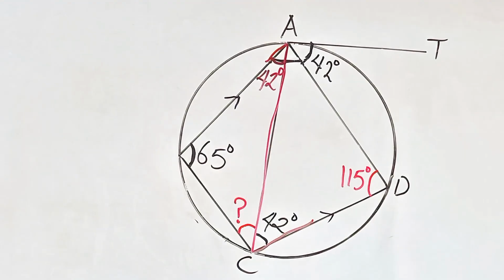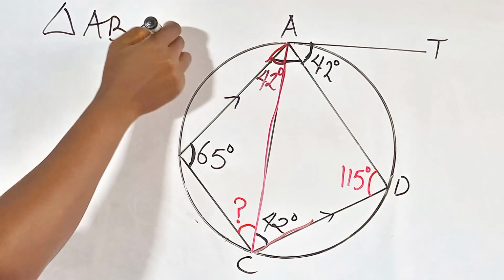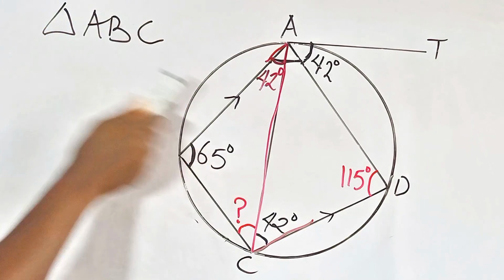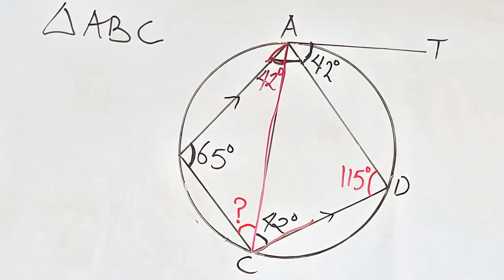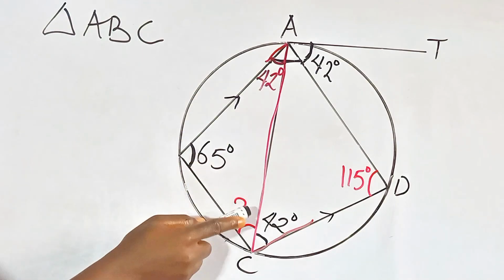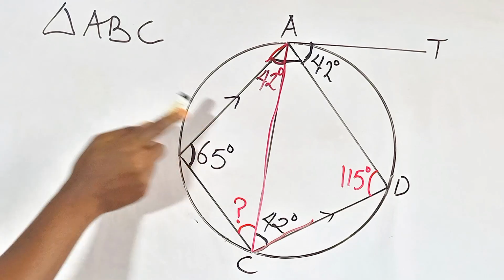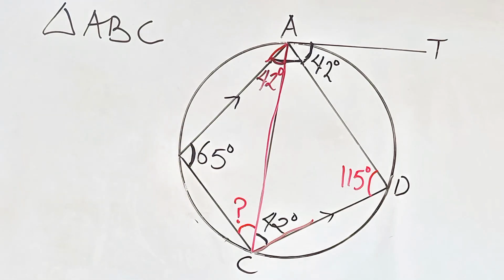All right. Now let's focus our attention on the left side of this circle. We have a complete triangle ABC. In this triangle, we have two known angles, right? We have 42 degrees and 65 degrees. We can conveniently find this missing angle since all interior angles of a triangle sum up to 180 degrees.